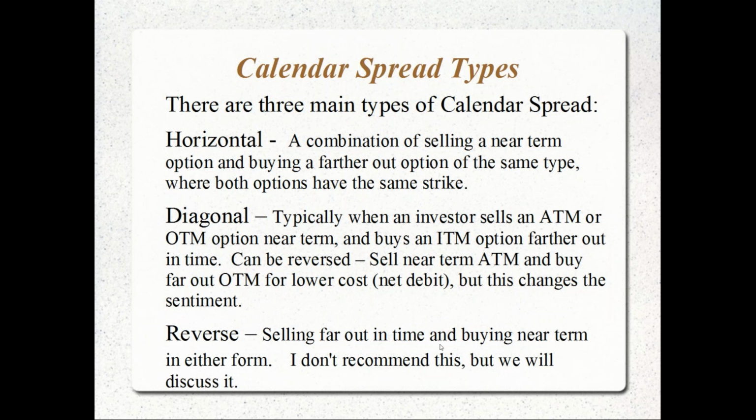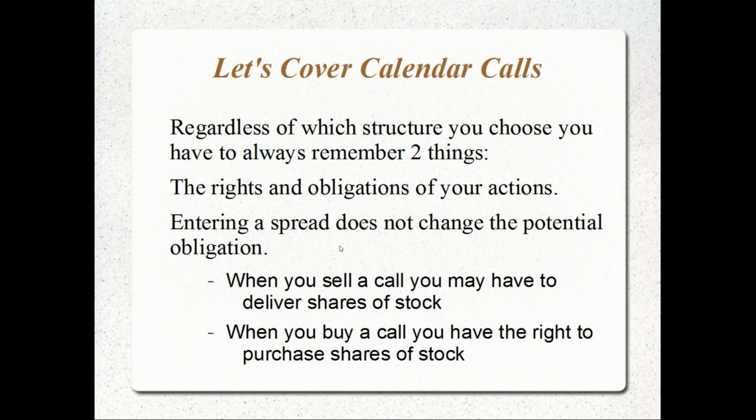This sets it to be done at a credit. Horizontals and diagonals are typically done at a debit. So it is a debit spread. That allows us to avoid the margin or the monetary requirement you might see in a credit spread, such as a bear call or a bull put in the verticals. Okay? All right, so let's look at calendar calls, and we'll relate this also to calendar puts as well.